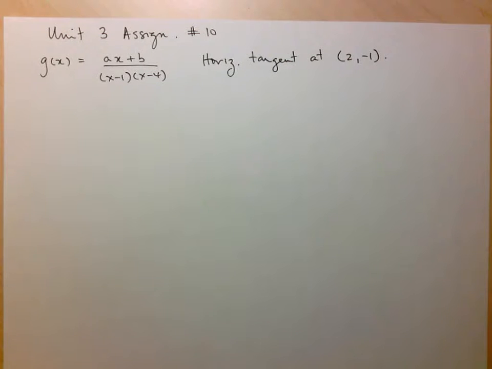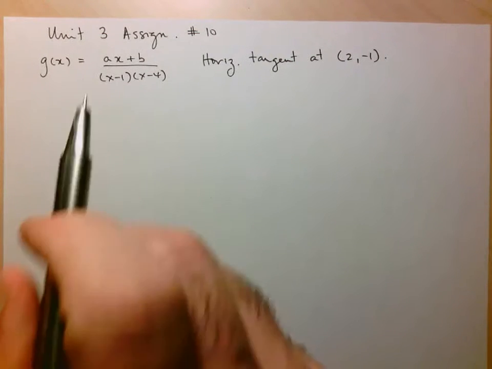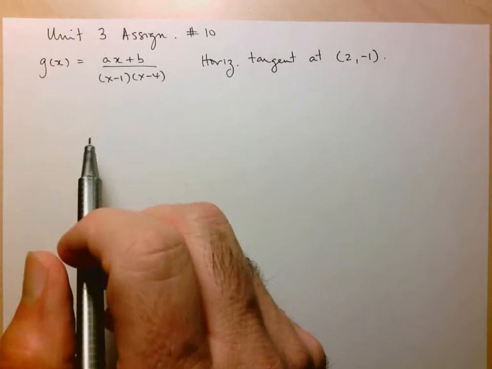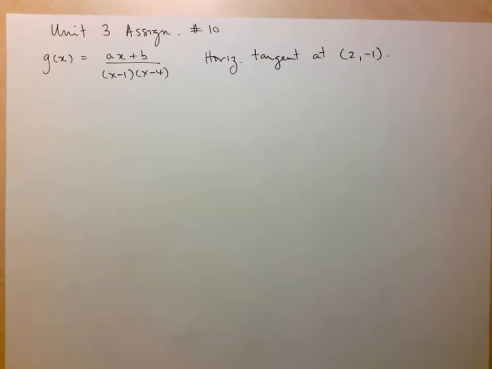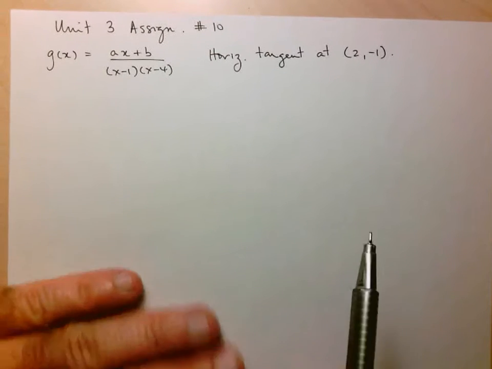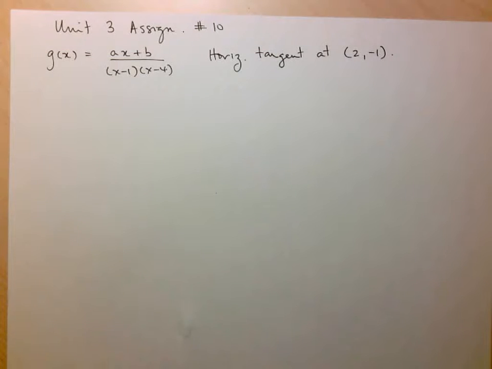Hi folks, this is number 10 from the Unit 3 assignment. So they give us this function that has two unknowns, and they give us that there's a horizontal tangent at 2, -1. They want us to determine A and B and sketch the function that results afterwards.